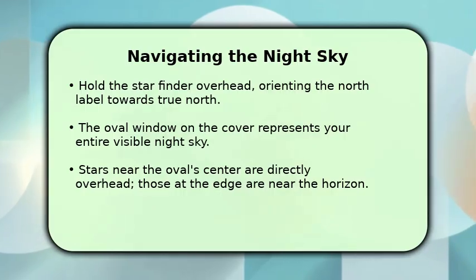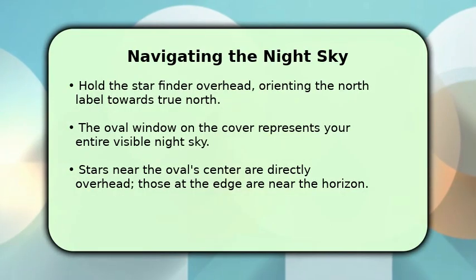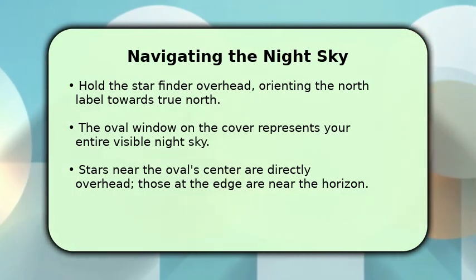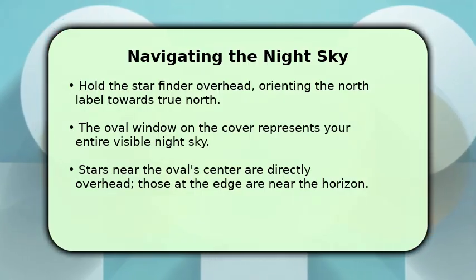The oval opening on the cover now acts as a window to the actual sky. Stars appearing in the center of this oval will be directly overhead, while those closer to the oval's edge will be low on your horizon.